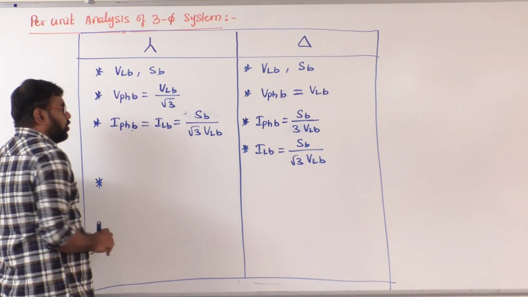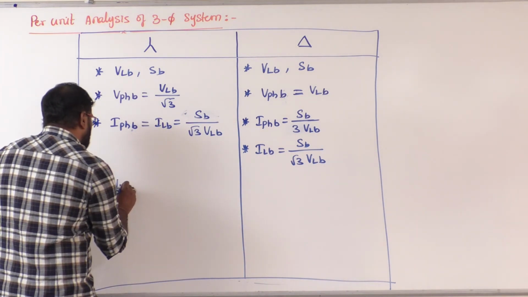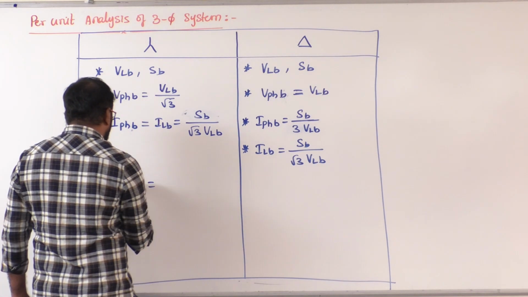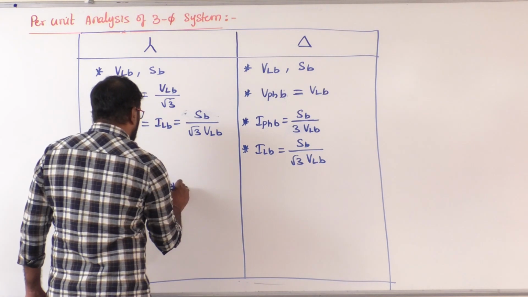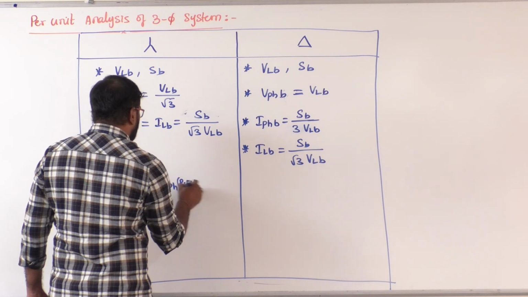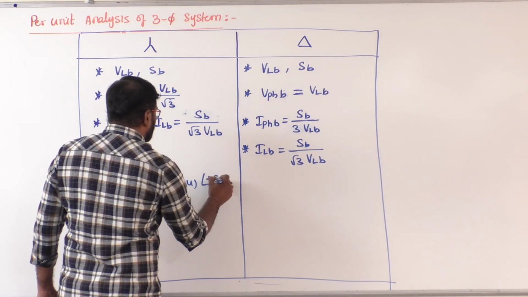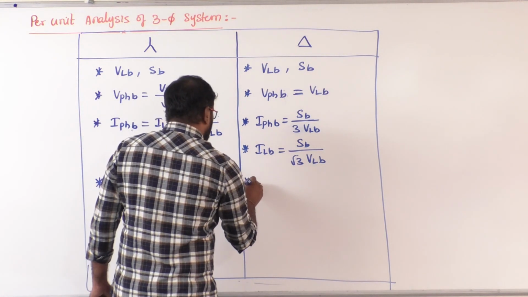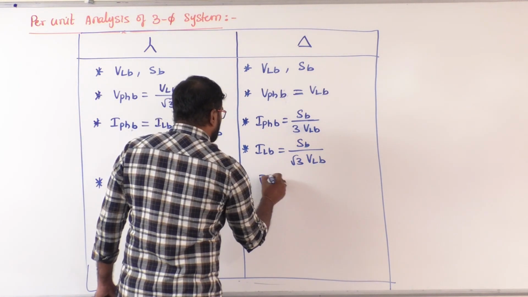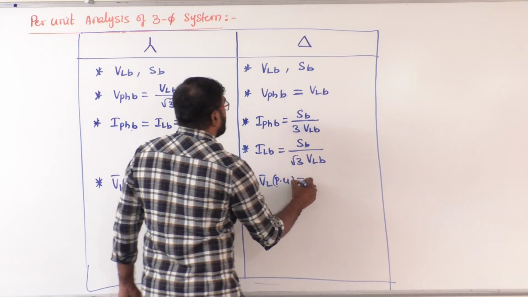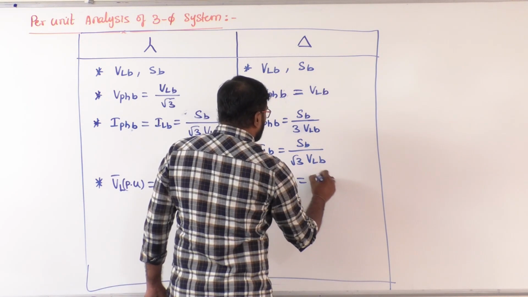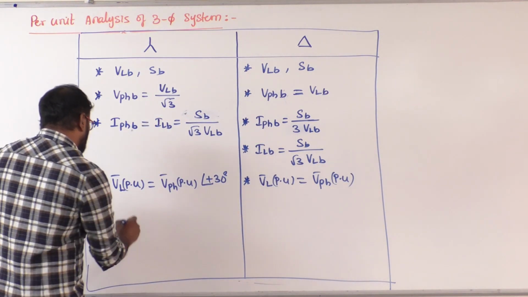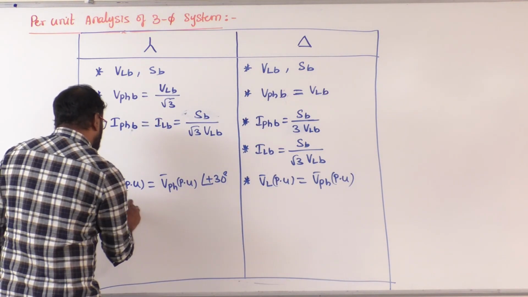Okay, we know that for star, the line voltage in per unit equals the phase voltage per unit at an angle plus 30 degrees. Clear? But for delta, the line voltage per unit equals the phase voltage per unit. And what is the phase voltage per unit?